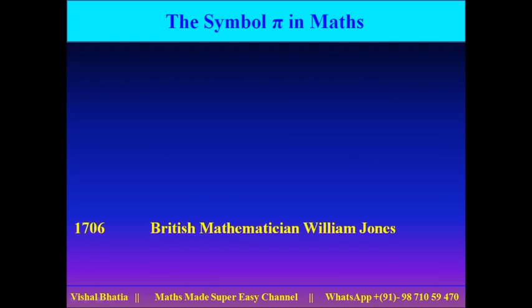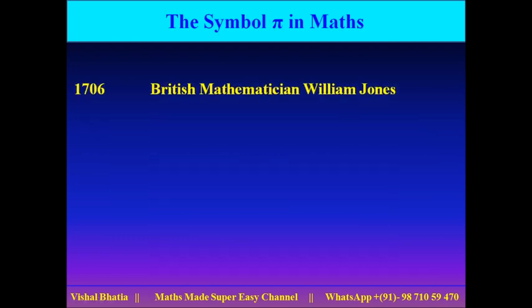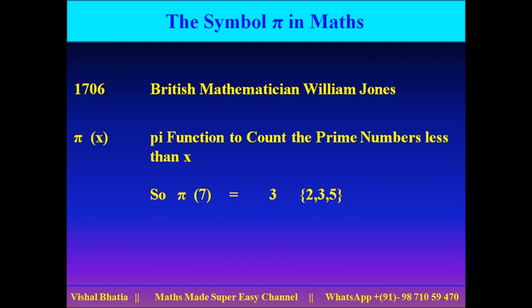The symbol pi in mathematics, this is small case pi. Interestingly, pi has been known to humankind for almost 4,000 years, but it was not until 1706, about 314 years back, that a British mathematician by the name of William Jones started using the small letter pi in mathematics to represent the constant 3.14159, which is nothing but in a circle the ratio between the circumference and the diameter of a circle.